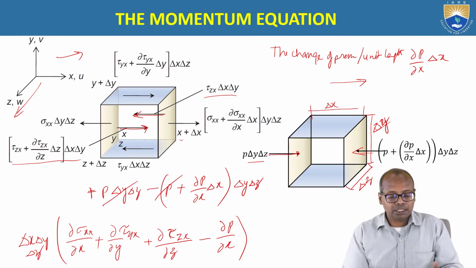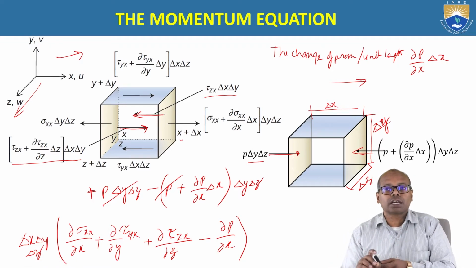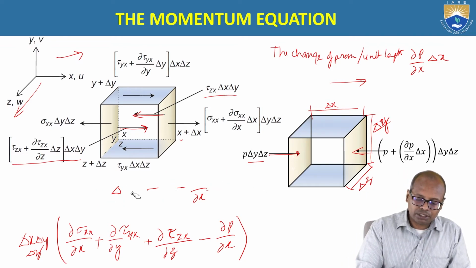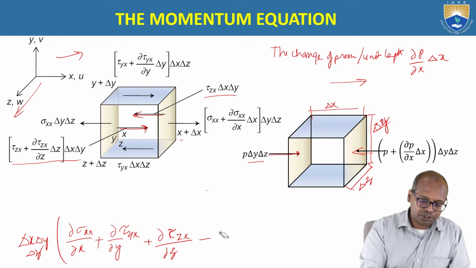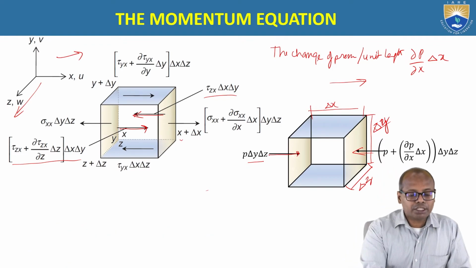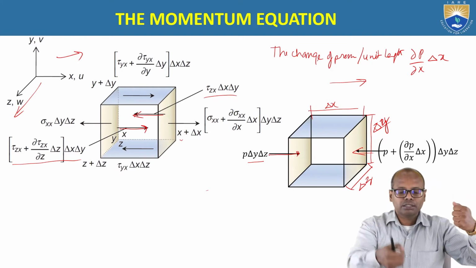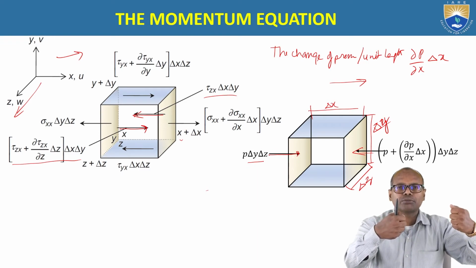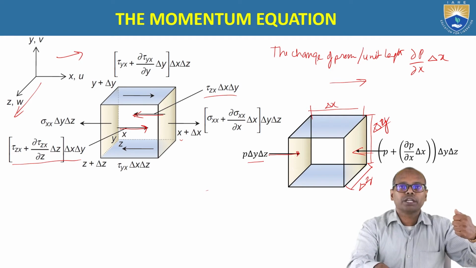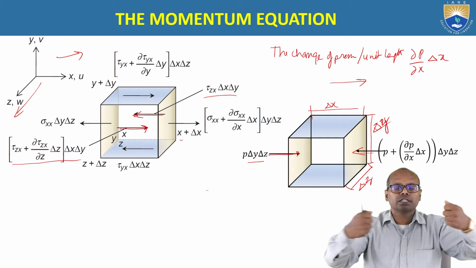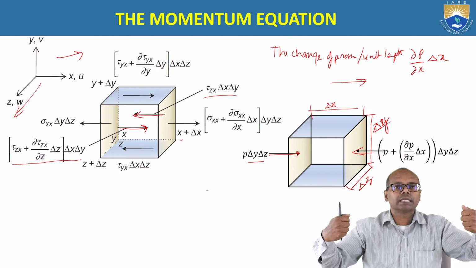Now these are the different surface forces. Now we will see the effect of all these forces. What is happening to the element because of all these forces? The sigma xx is pulling in this direction. The sigma xx plus dou sigma by dou x is pulling in this direction. So it is trying to pull in different directions. Because of that, the volume will increase.